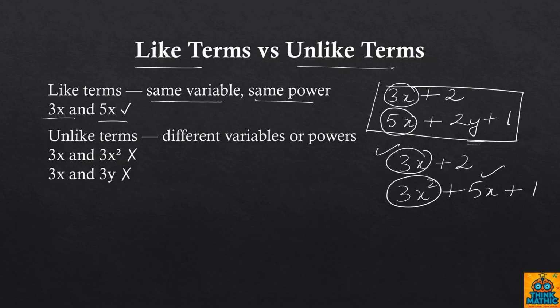Unlike terms are the ones that have different variables or different powers. For example, 3x and 3x squared, just as I explained in the example, and 3x and 2y. So here 3x and 2y are my unlike terms.